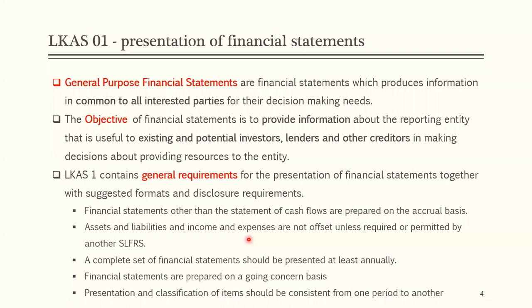Right? If we look at consolidated financial statements, in the balance sheet we do not show intercompany receivable and intercompany payable in both places. We can offset that. If there are intercompany receivables and intercompany payables, only the net offset figure can be shown under assets or liabilities, depending on the figure. So that is what it says here, unless required or permitted by another SLFRS. If another standard says to offset, okay, otherwise you cannot offset.